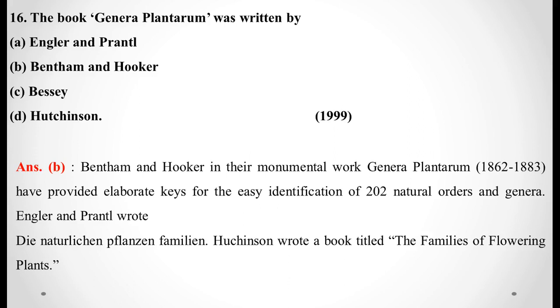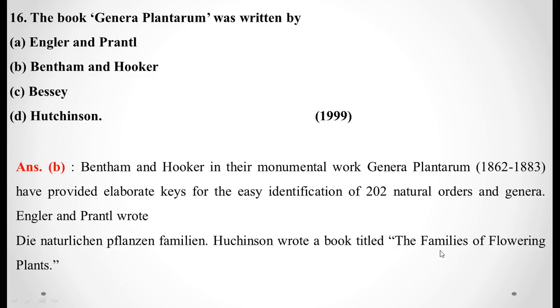They have written this book in 1860. They have provided their elaborated key for easy identification of 202 natural orders and genera. Engler and Prantl wrote Die Natürlichen Pflanzenfamilien. Hutchinson wrote a book titled The Families of Flowering Plants. So different scientists have written different books. Genera Plantarum was written by Bentham and Hooker.